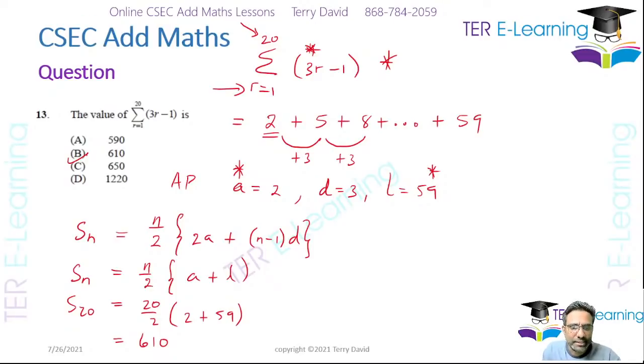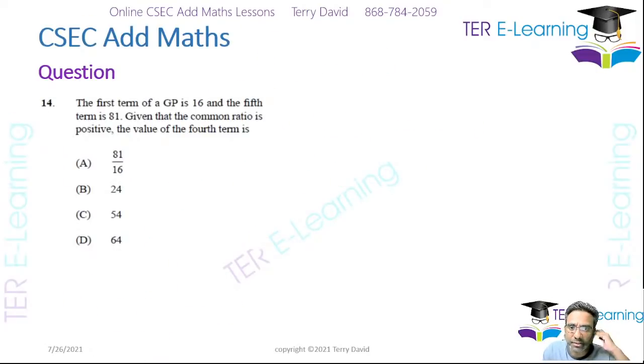All right, so that's question 13. Right, so let's move a little faster here because there's a lot of questions we have to look through. All right, so we have a GP. The first term of a GP is 16, so therefore A is equal to 16, and your fifth term is equal to 81.